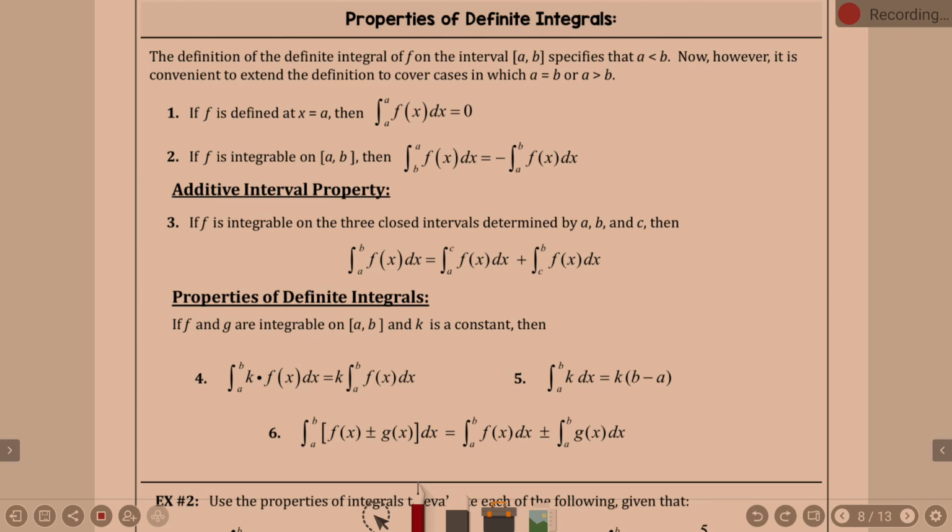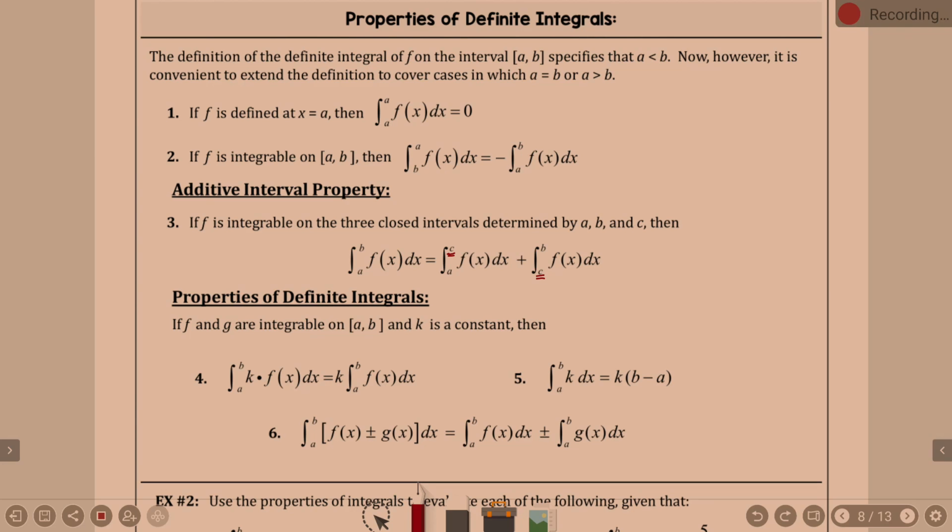We just talked about 3, didn't we? This was our true or false question. If f is integrable on the 3 closed intervals determined by a, b, and c, then the integral from a to b is equal to the integral from a to c plus c to b. So if these middle numbers are matching, then it's going to be integrable from the smallest to the largest piece there.